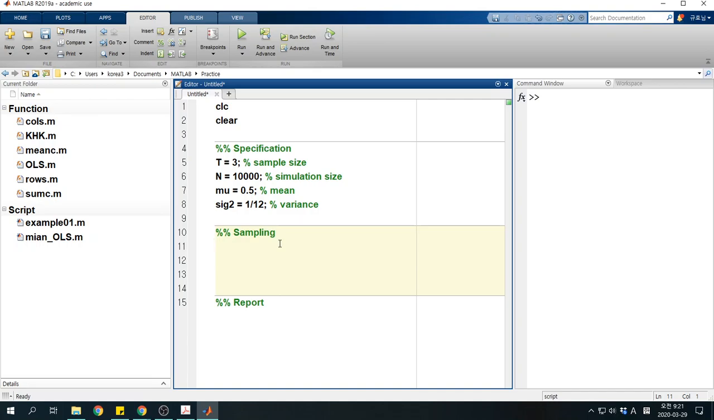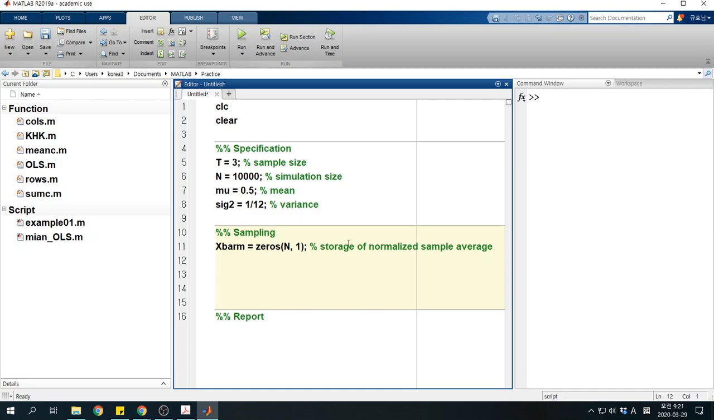So let's make room to save the normalized sample average. Let's say x bar m equals zeros, n comma 1. This is the storage of the normalized sample average.